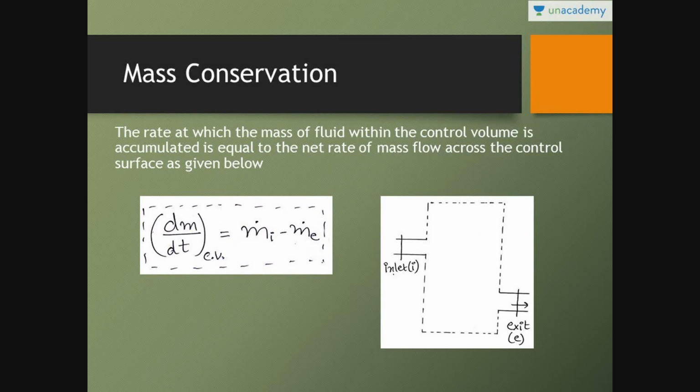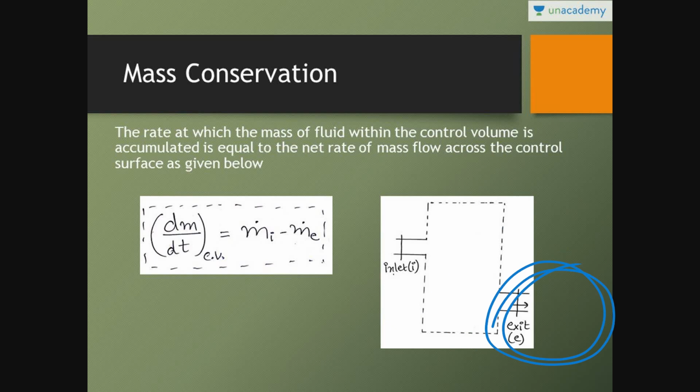This is the mass conservation. The rate at which the mass of fluid within the control volume is accumulated is equal to the net rate of mass flow across the control surface. In steady flow, mass inlet is equal to mass outlet because the control volume mass flow rate is equal to 0. So total mass coming in is equal to mass inside the control volume plus mass at exit.